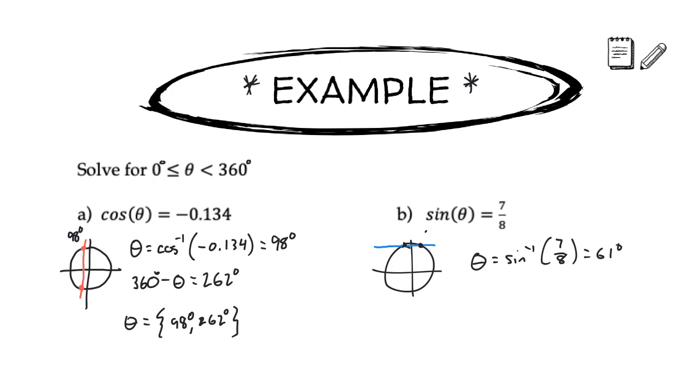So one of the solutions here is 61 degrees. Notice that the other cannot be found by doing 360 minus 61 because sine has a different symmetry on the circle. I have to do 180 minus 61 degrees to get the other solution. That's 119 degrees. And these are my 2 solutions on the interval from 0 to 360.